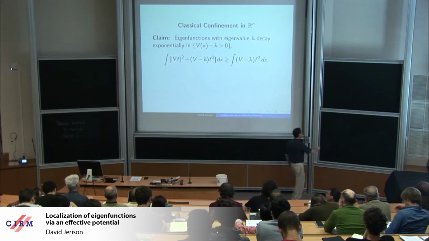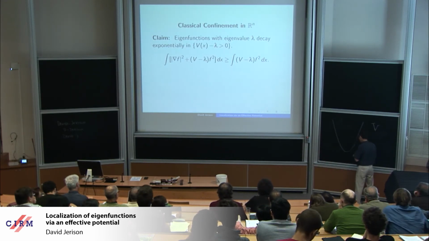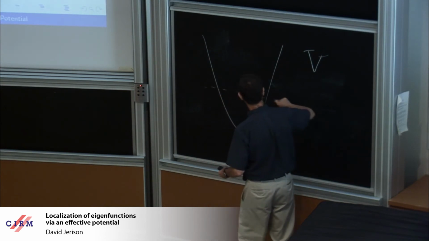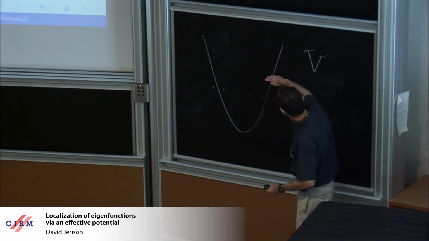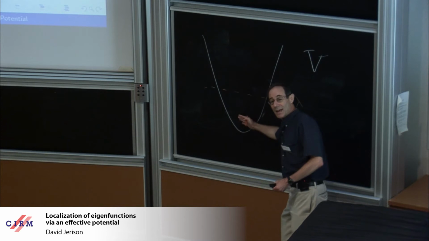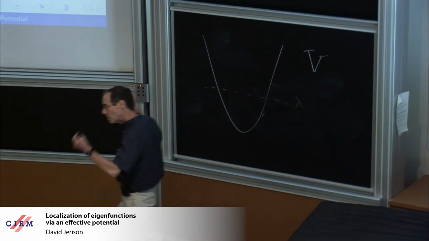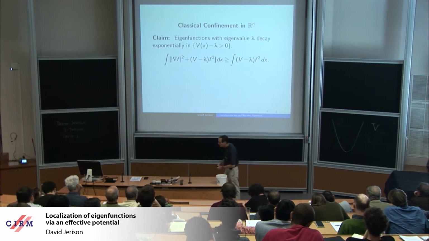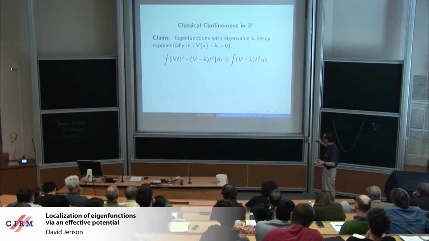You have a potential well. So this is V. And then you have a level, which is lambda. And the eigenfunction wants to live down in here, right? And it tends to die off where there's a potential wall. This is called classical confinement. It's not perfect. It doesn't stay there because there are some quantum effects, but it's mostly there. It's exponentially small, far away.